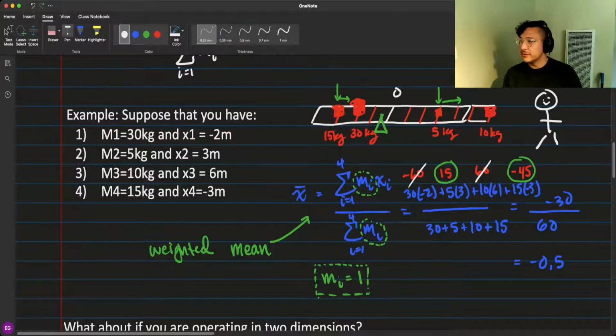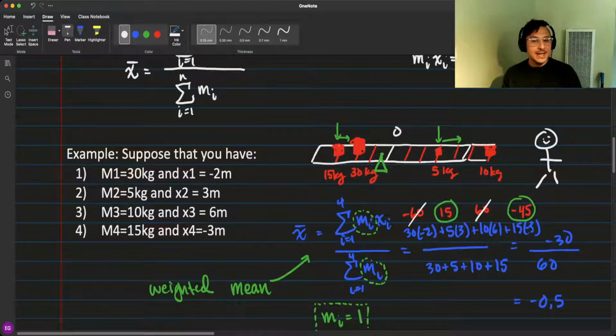Okay, so we did some examples where we calculated where you would balance these masses, the four masses, right? Like 30 kilograms, 5 kilograms, 10 kilograms, 15 kilograms at different places on your seesaw. Where would you put your seesaw?